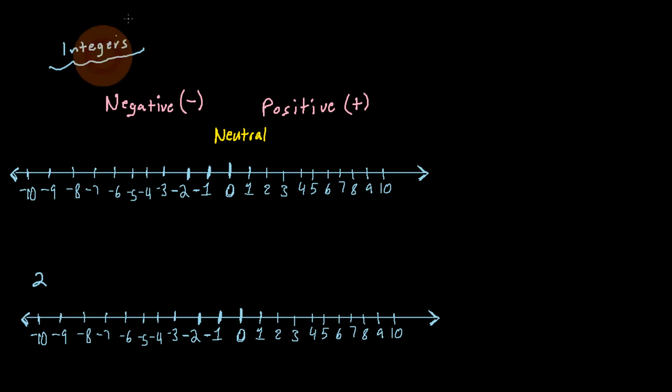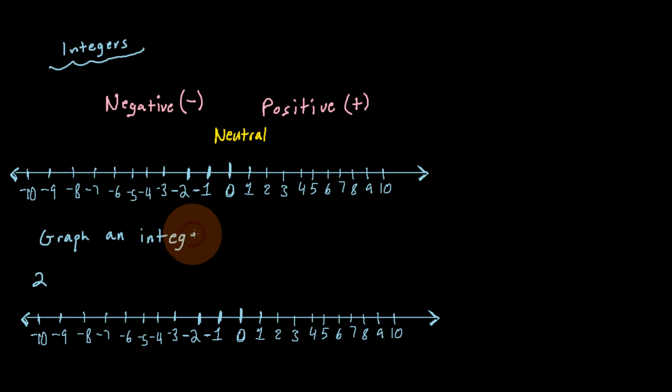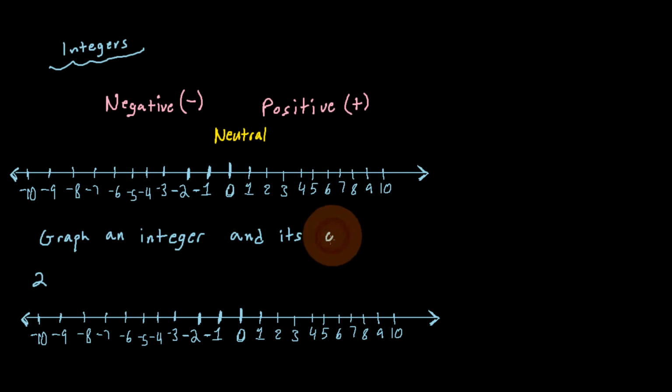We are asked to graph numbers, an integer, and its opposite. Okay, so the first thing I'm going to do is graph this number. I know this number is a positive 2 because it doesn't have a symbol in front of it.